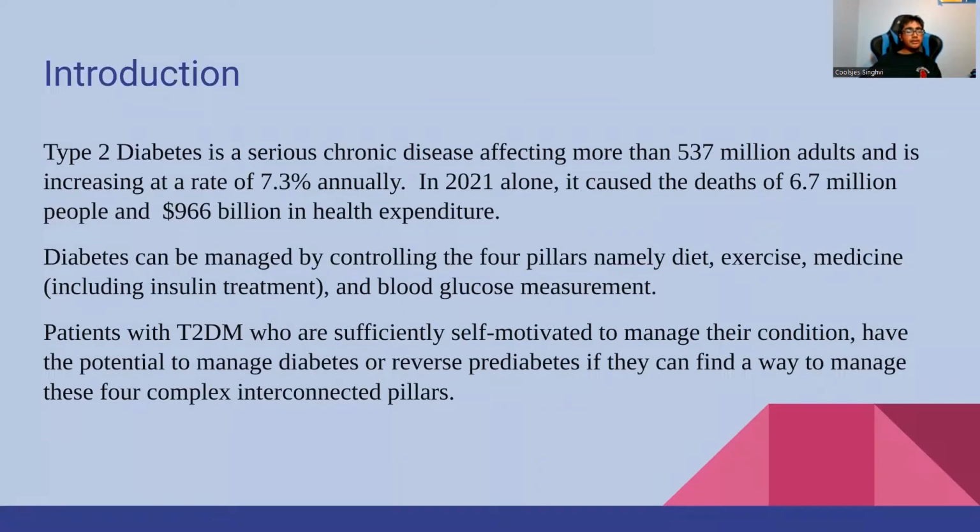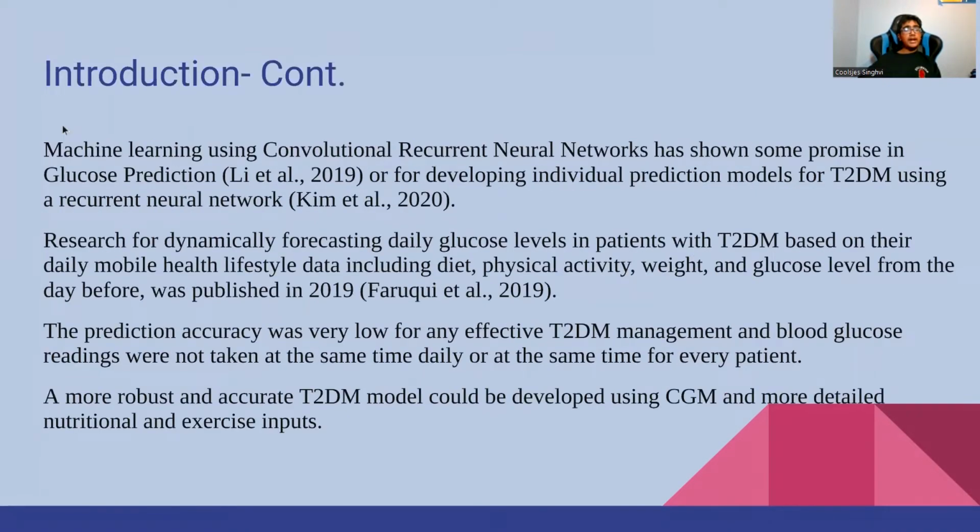Here's my introduction. Type 2 diabetes is a serious chronic disease affecting many people. However, it can be managed by controlling the four pillars around it: diet, exercise, medicine, and blood glucose measurement. According to the Center of Disease Control and World Health Organization, we can halt the rise of diabetes by 2025. It will happen through machine learning, which has shown some promise in glucose prediction and lowering it.